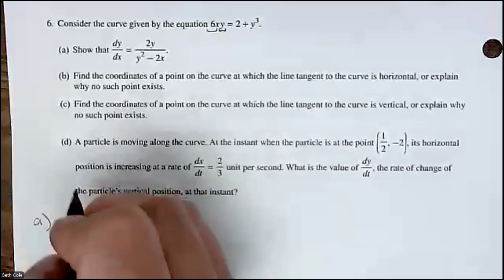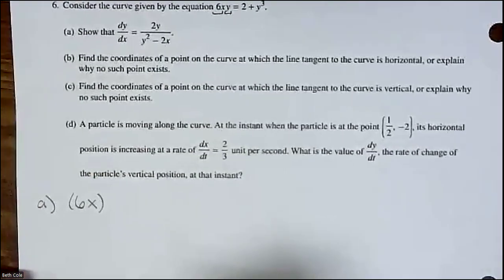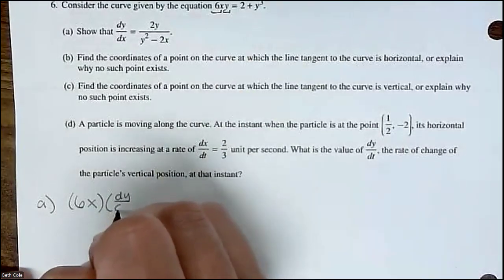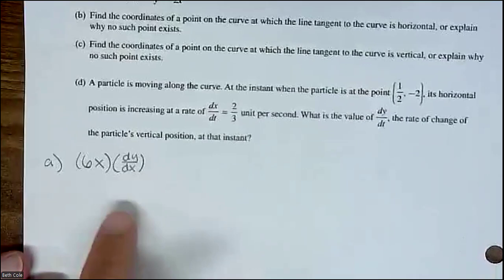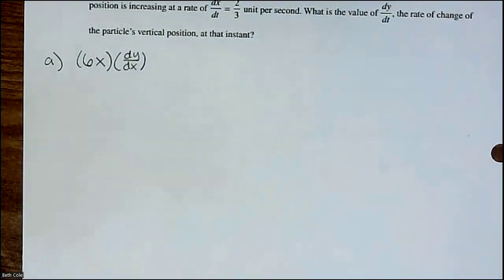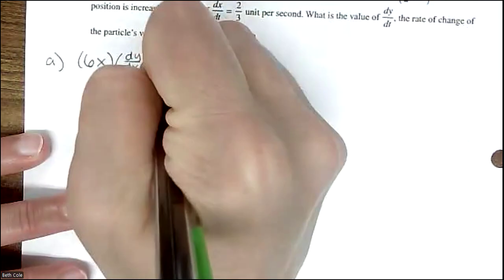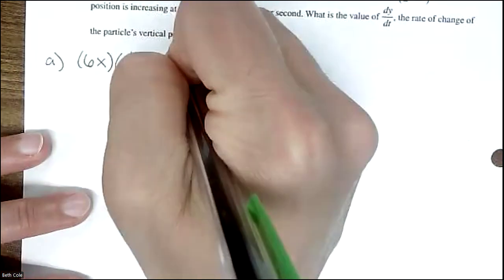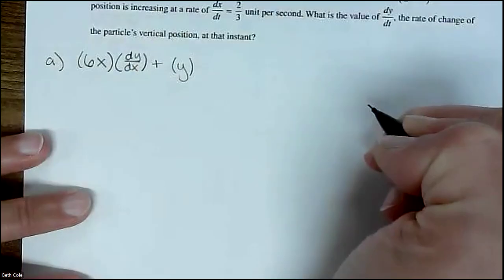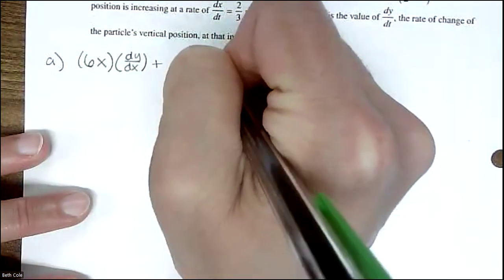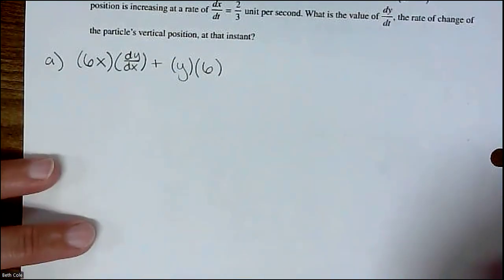All right, so the first thing, which is 6x, times the derivative of y, which we just said is dy dx. So first times derivative of the second. I'm going to move this up because you have the equation printed on your paper. Plus, then what comes next in your product rule? The second thing, which is y, and then the derivative of the first. So the derivative of 6x is just 6.